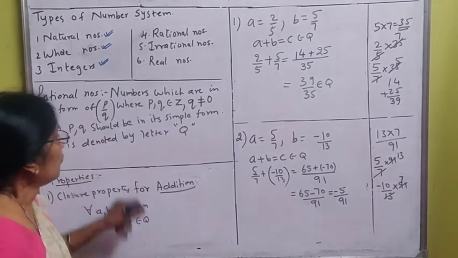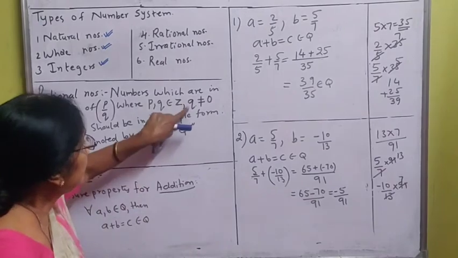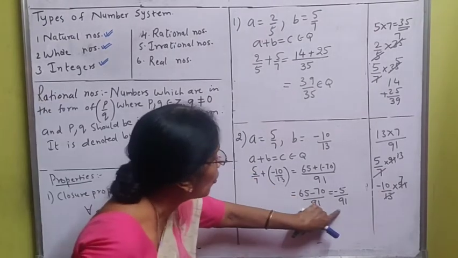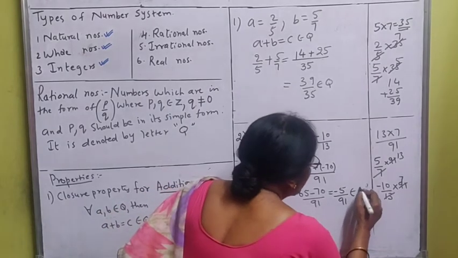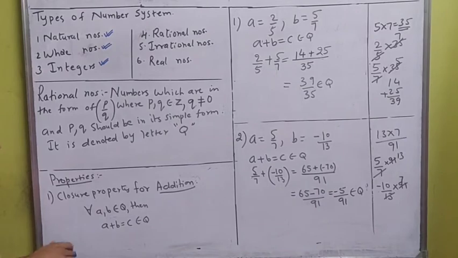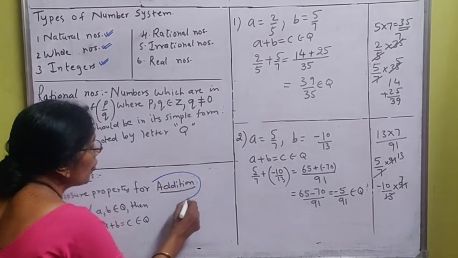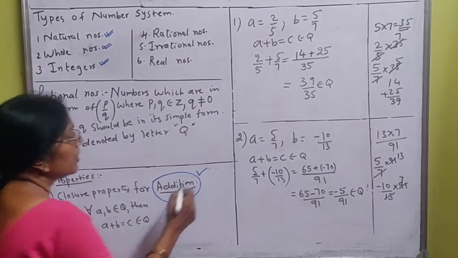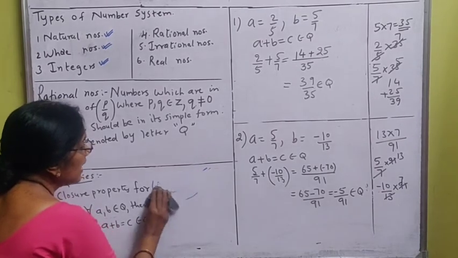Now see. Both are integers. Yes, both are integers. Is denominator 0? No. Both are in simple form. Yes, both are in simple form. So it belongs to Q. So from this you can say that the closure property for addition is true for rational numbers. So we came to know.